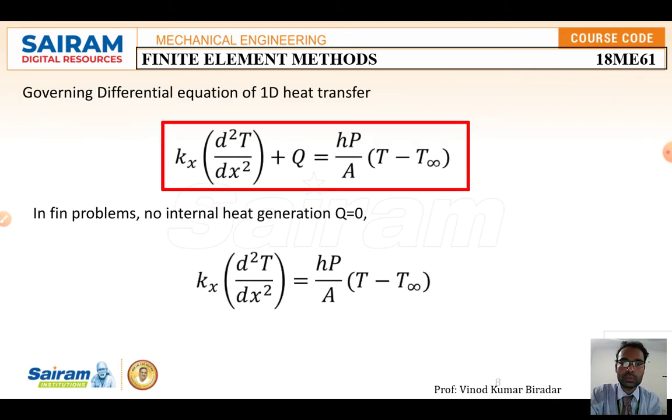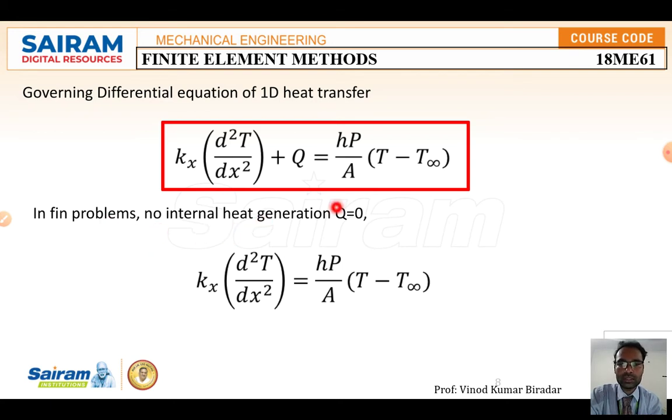Okay, so h is nothing but the convection coefficient, P is nothing but the perimeter, A stands for area, and T minus T infinity, where T stands for the surface temperature and T infinity the ambient temperature. So this equation is helpful to calculate the rate of heat flow inside the given material element or component.